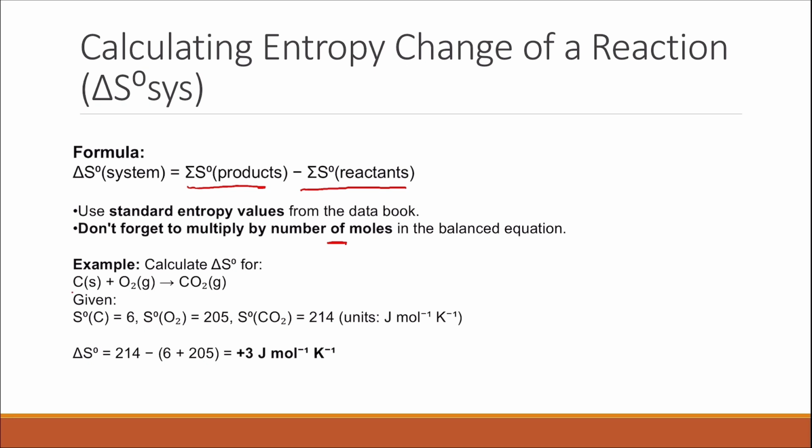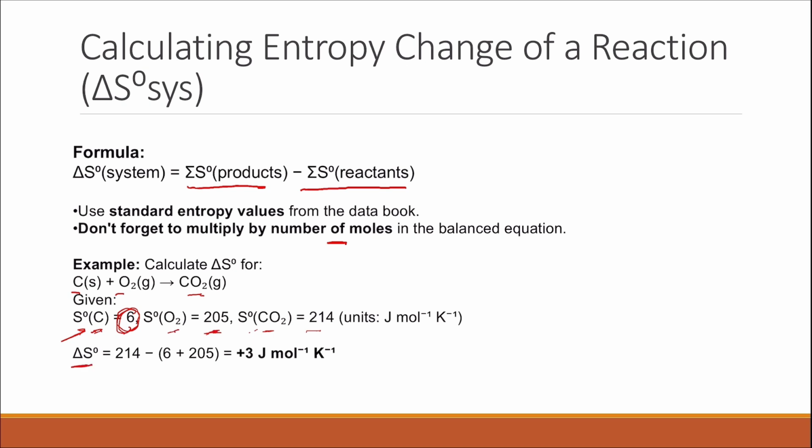For example, we have carbon plus oxygen that gives you carbon dioxide as a gas. To calculate the entropy change, the standard entropy for carbon is 9, for oxygen it's 205, and for carbon dioxide 214. We'll notice that carbon is a solid, so it has a very low entropy, while oxygen and carbon dioxide are gases, so they have higher entropy.